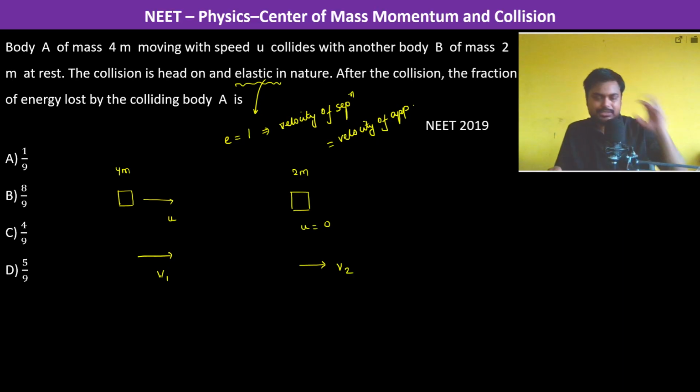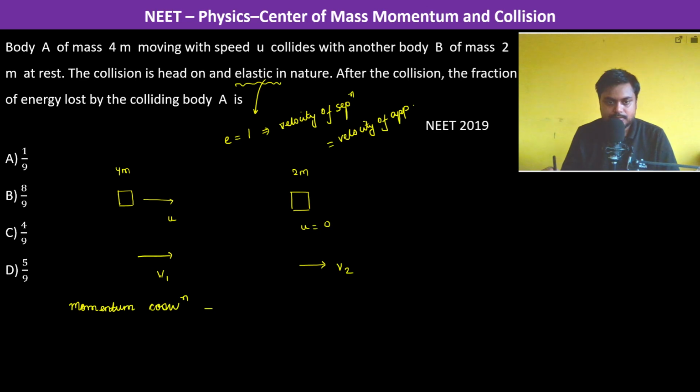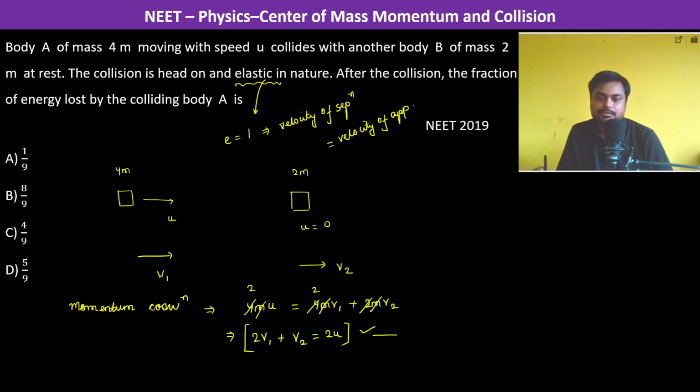In any collision, whether it's elastic, inelastic, or even partially elastic or inelastic, momentum is going to be conserved. So let us apply momentum conservation: 4m into u is equal to 4m into v1 plus 2m into v2. Cancelling 2m, we get 2v1 plus v2 is equal to 2u. This is the first equation.